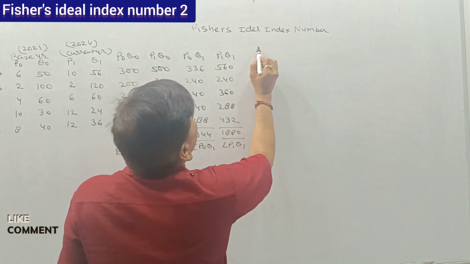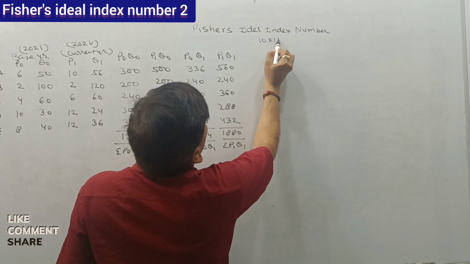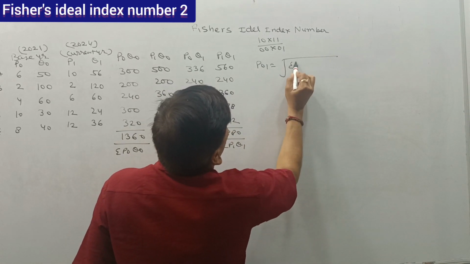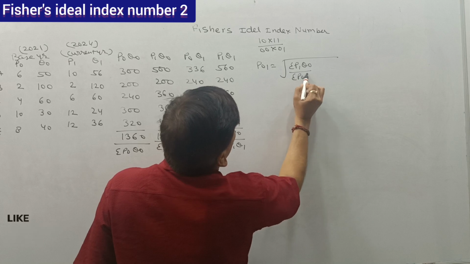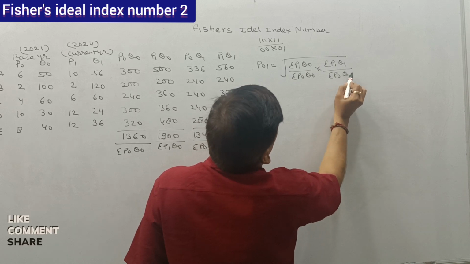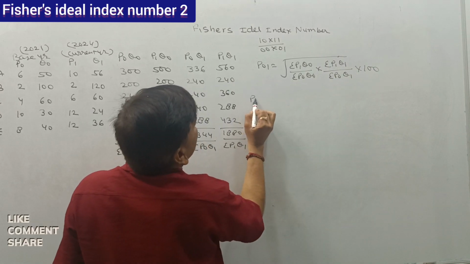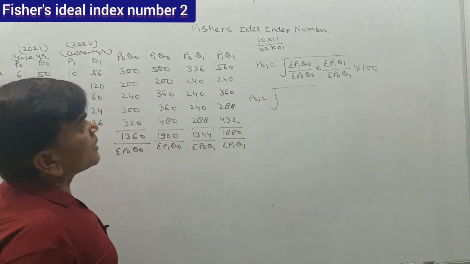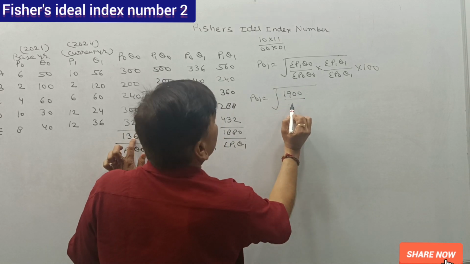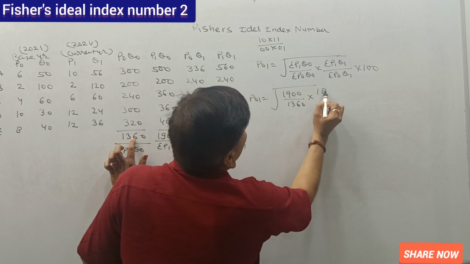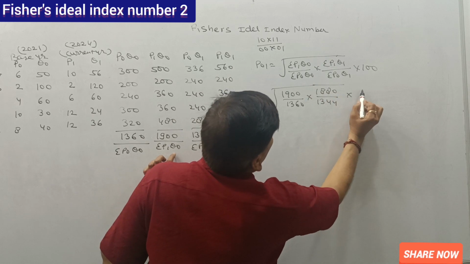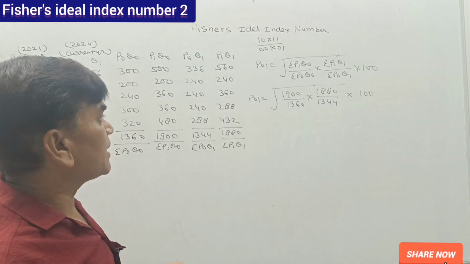Now for the Fisher ideal index number, it is the square root of P01 multiplied by P10. So P01 is sigma P1 Q0 divided by sigma P0 Q0, multiplied by sigma P1 Q1 divided by sigma P0 Q1, multiplied by 100. For getting the P01 value, first one P1 Q0 is 1900 divided by 1360, multiplied by 1880 divided by 1344, multiplied by 100. So we will calculate this.